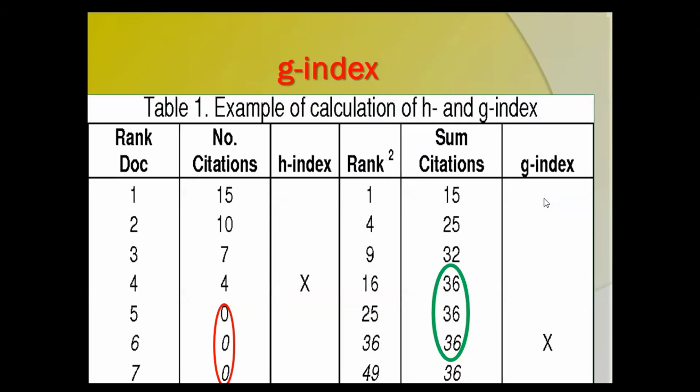Another one is the g-index. This one is different from the h-index. The h-index is how many articles published and how many times cited, that is one of the metric levels. The g-index is the total number of citations. For example, you can see here 15, 10, 7, 4. The total number of citations is 36, so the g-index is 36. This is the g-index value.